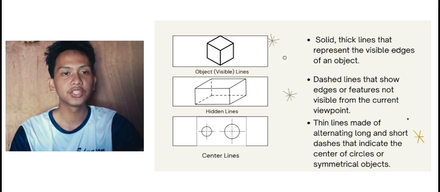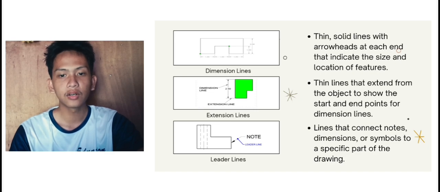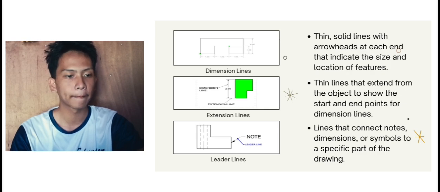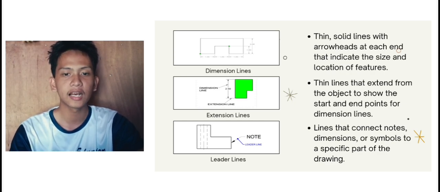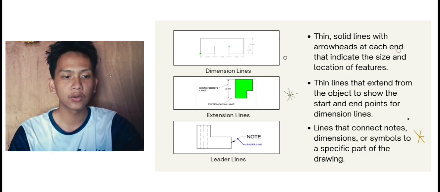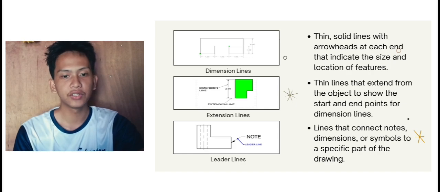So next is dimension line. Thin solid lines with an arrowhead at each end that indicate the size and location of features. So it means the thin solid line with an arrow at both ends. You can see in my example the thin lines that have arrows pointing at them. So it shows the measurement or size of features.